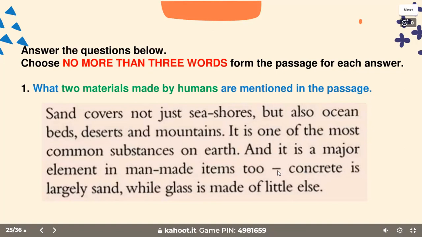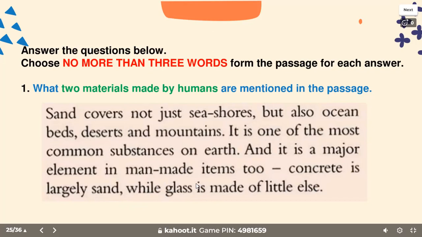So he said man-made items, too. I have a dash. Well, I need to pause here. What is the writer going to do? Well, he's going to provide me with some explanation. He's going to mention these items because he said man-made items in the plural. Okay, what are they? I don't know them. So he is going to explain what he meant by items. Well, he said concrete is sand, while, or however, or but, they are all the same, glass is made of little else. Now it is concrete and glass.